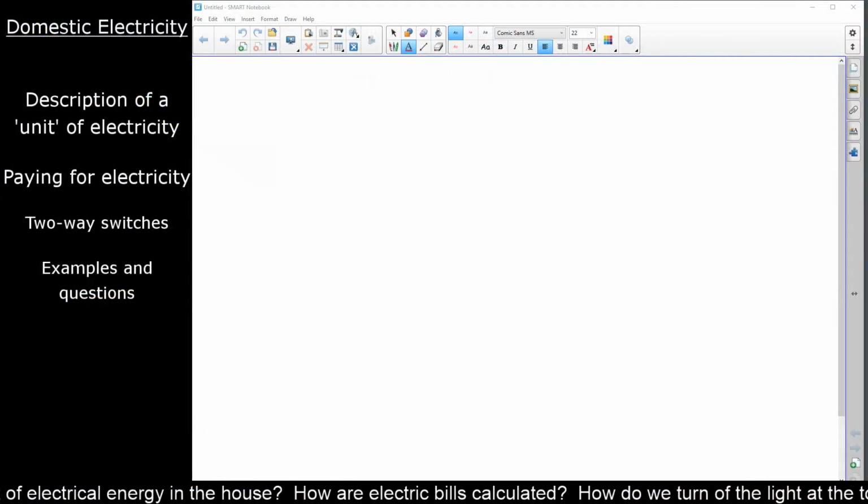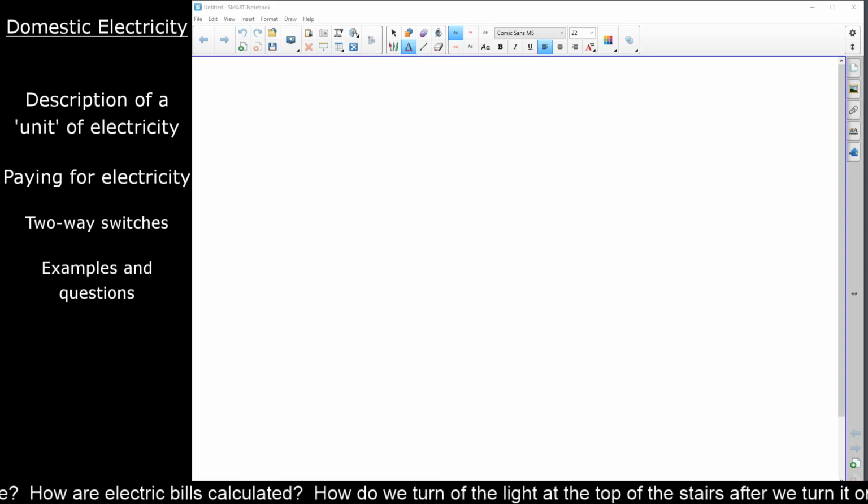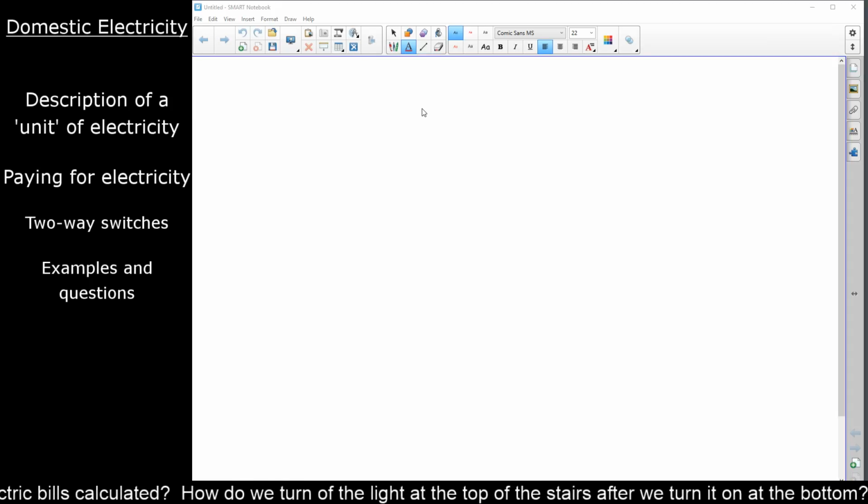Good evening, everyone. Welcome to another episode of Physics Rocks It's True. Tonight we are looking at electricity and two-way switching. Domestic electricity, so we're moving away from our circuit theory and into the actual real-world application.